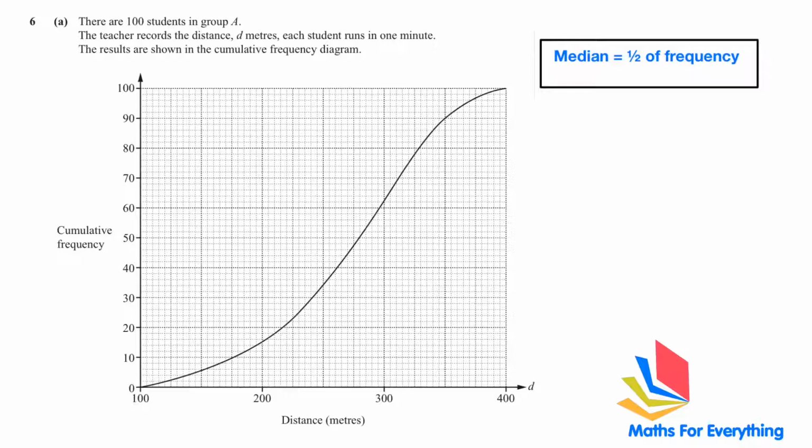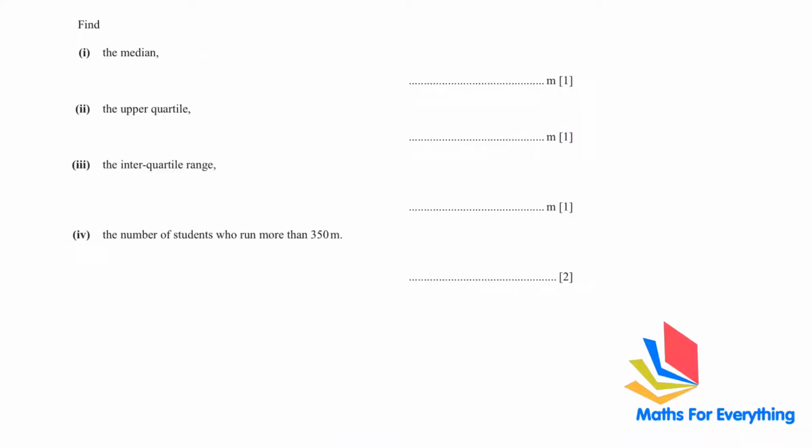So we have 100 students. So half of 100 will give us 50. 50 is here. Draw a line and see where it touches the graph at this point here. So what is this point? If you will see between 200 to 300, there are 20 small squares. So what is the value of each square? 5. How do we get that? 300 minus 200 is 100. And there are 20 squares, so we divide it and we will get 5. So each one square is 5, so each two squares is going to be 10. This is 250, 260, 270, and 280. So the median is 280 meters.